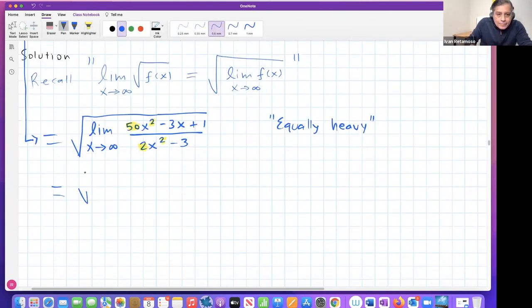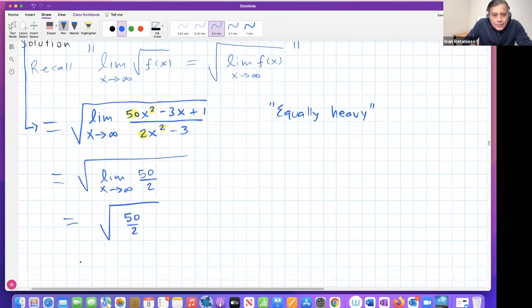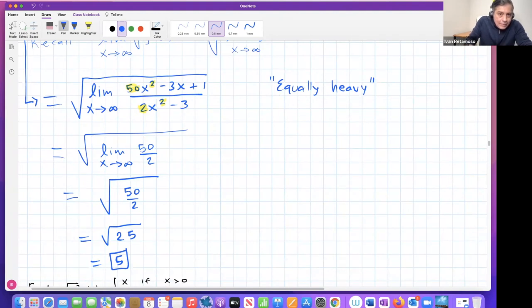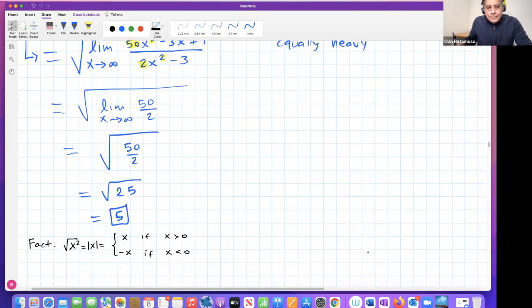Write it. The limit as x approaches infinity of 50 over 2, right? And that is, of course, that constant, right? But 50 over 2 is just equal to 25, right? And the square root of 25 is 5. Yeah, thank you, Goya. 5, final answer, right? Yeah, you can do the long process at home, right? You will come down to this, but we did this because it's equally heavy, right? For equally heavy, the leading coefficients determine the limit. Just take the quotient. Very good.